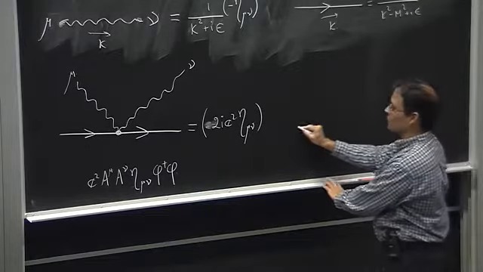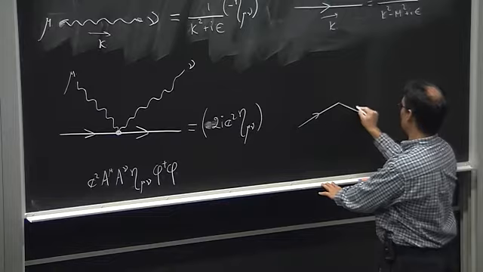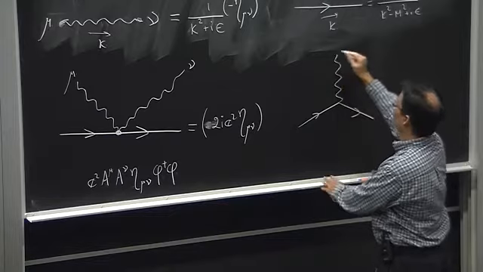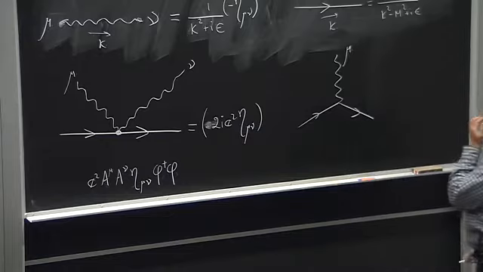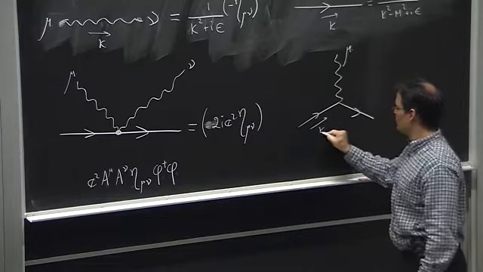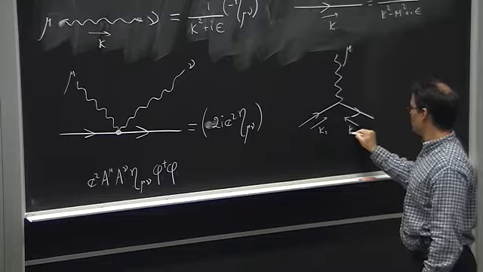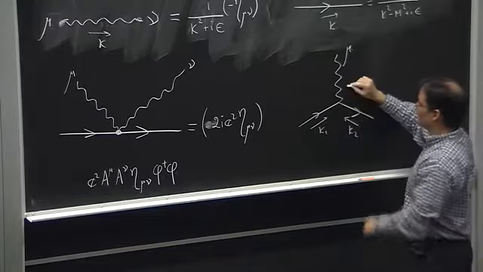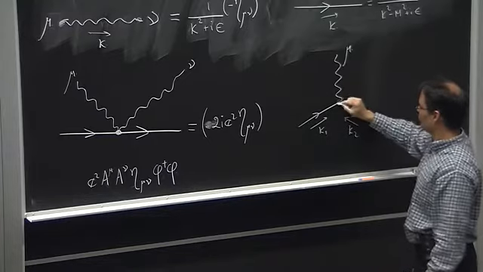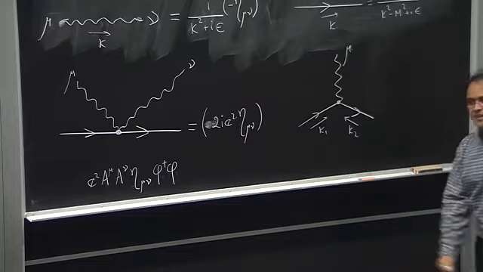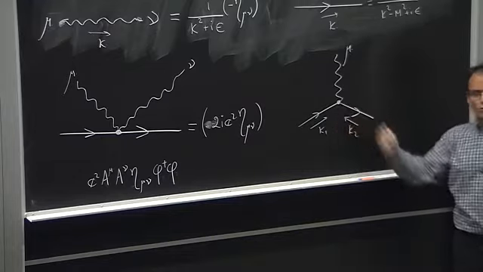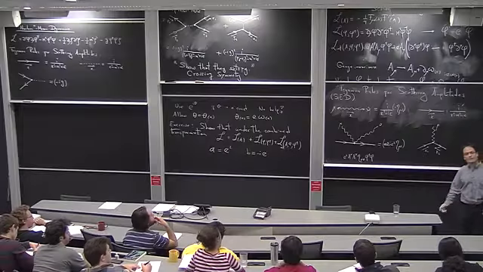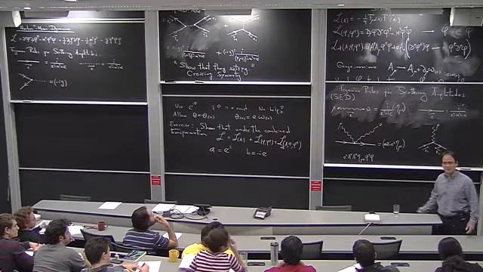So the last one involves a nucleon, antinucleon, and just a single photon. So let's call the momenta K1, K2. Of course, we know that the momentum flowing here will be K1 plus K2. You would say, but wait, you're doing an interaction vertex. Why do you have to put momentum? We never do that. Well, what's the difference in this case?